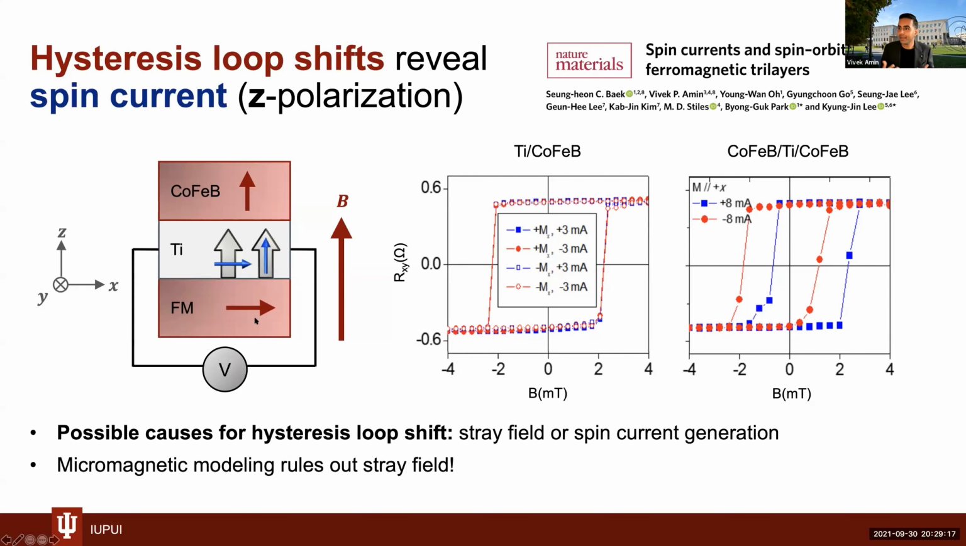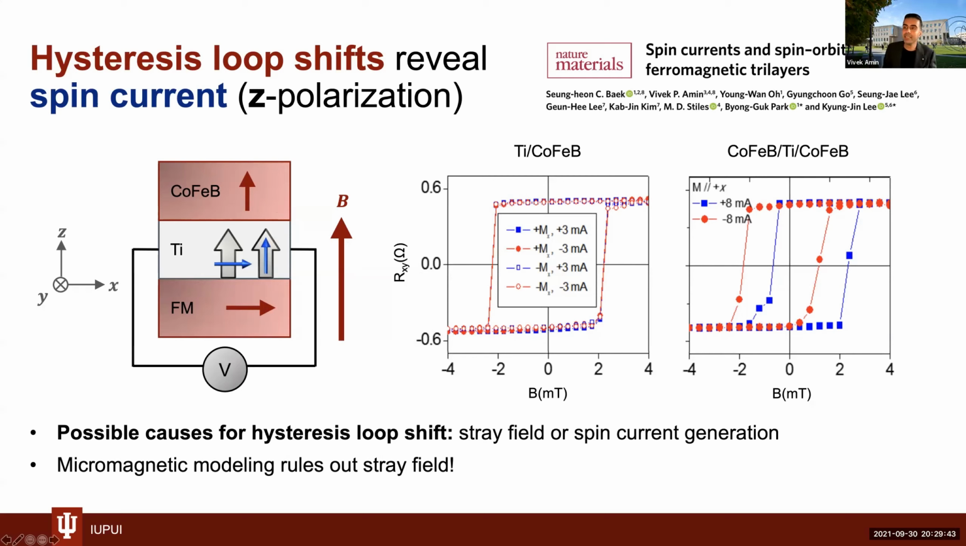If we step back and think about this, this is saying that this bottom ferromagnetic layer is influencing a torque on the top ferromagnetic layer via the shifting of this hysteresis loop. And it depends not only on the direction of the current, but the direction of the magnetization of the bottom ferromagnetic layer. One of the things that could potentially cause this is the stray field from the bottom ferromagnetic layer, but we were able to rule that out using micromagnetic modeling.